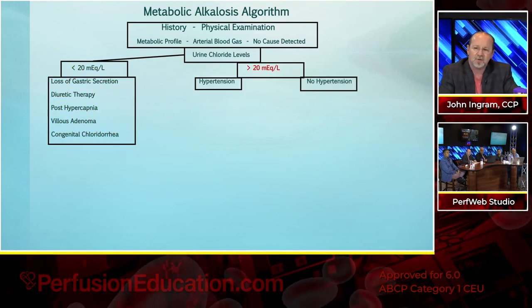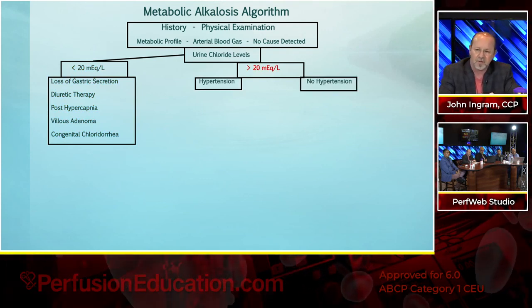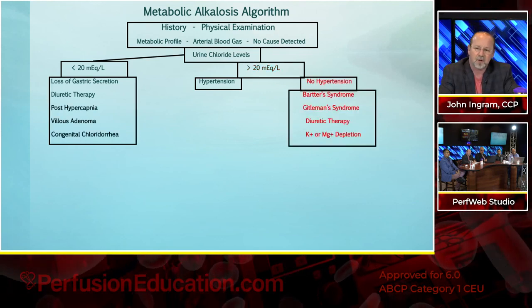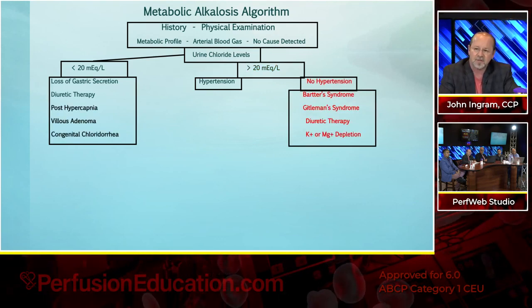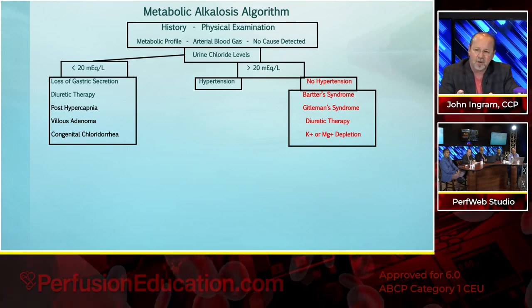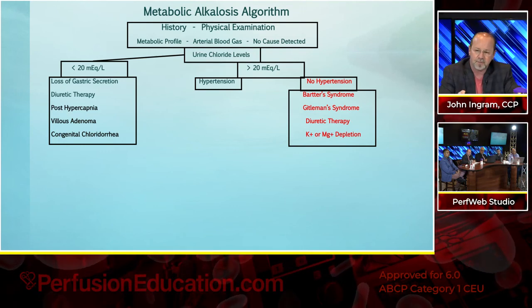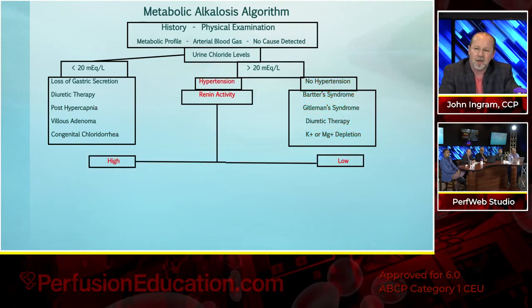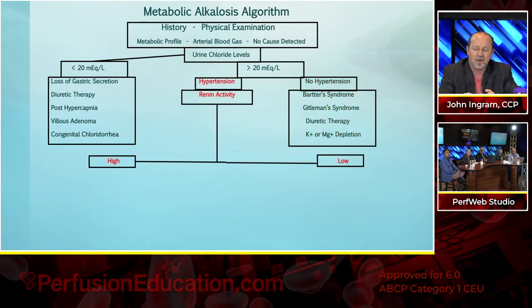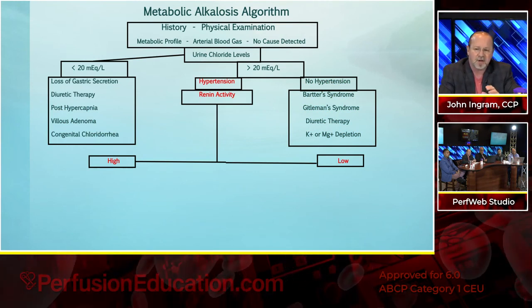If it's greater than 20, now you have to ask the question, are they hypertensive or not, with this greater than 20 milliequivalents per liter of chloride? If they're not hypertensive, it takes you down to a diagnosis of genetic defects like Bartter and Gitelman's, if they're on certain diuretics, or they could be depleted of potassium or magnesium. If they are hypertensive, you have to look at what's driving the hypertension. First look at, is your renin activity high or low?